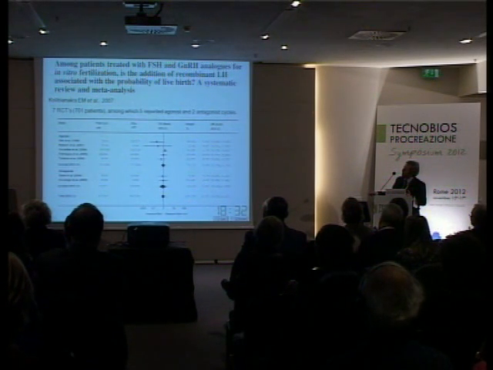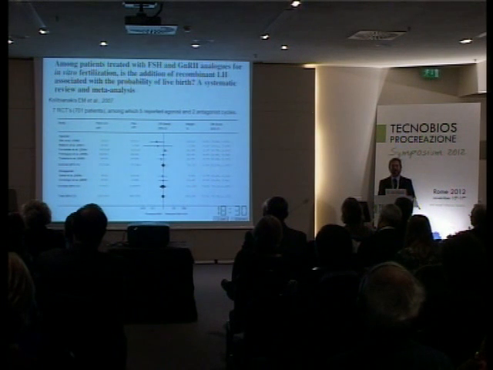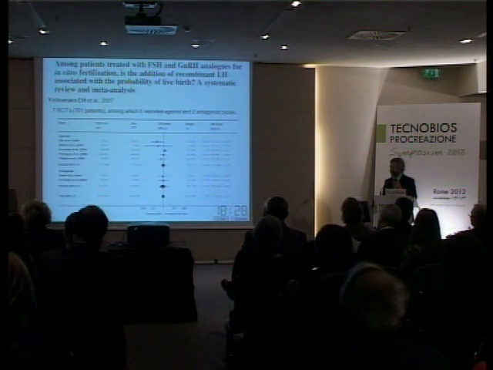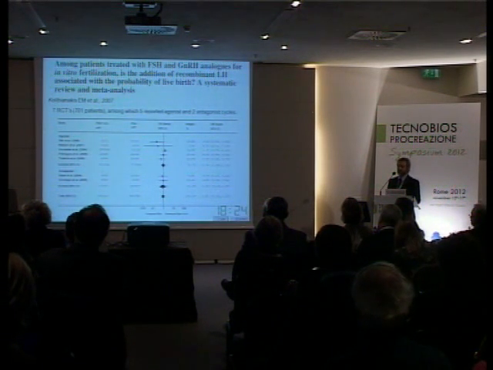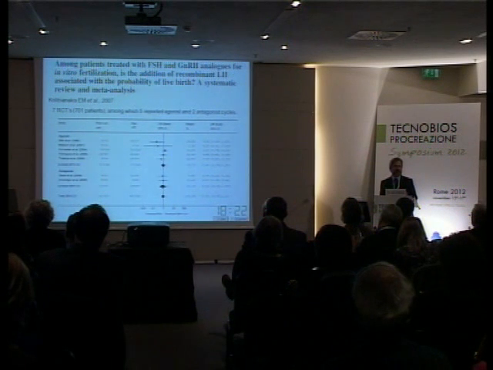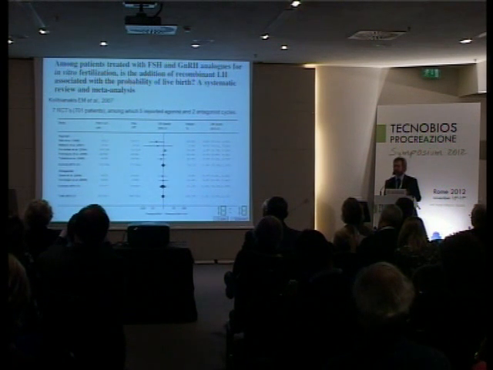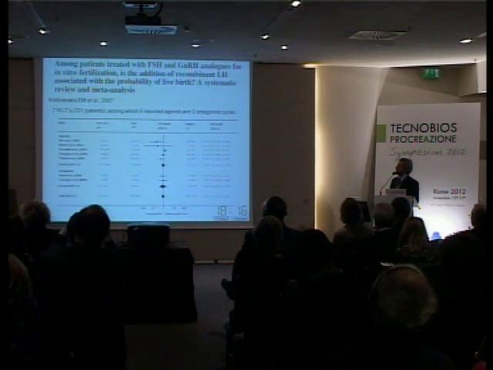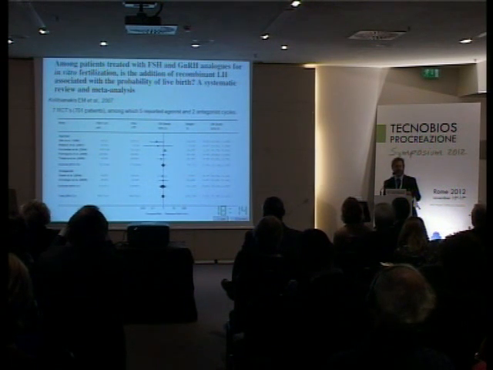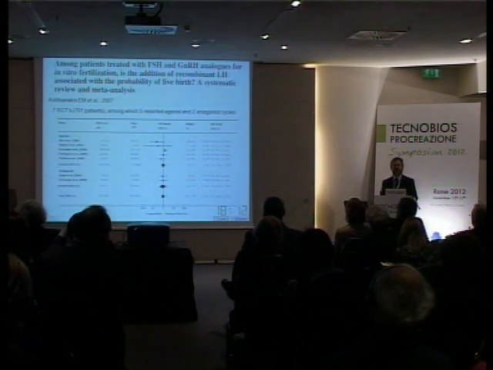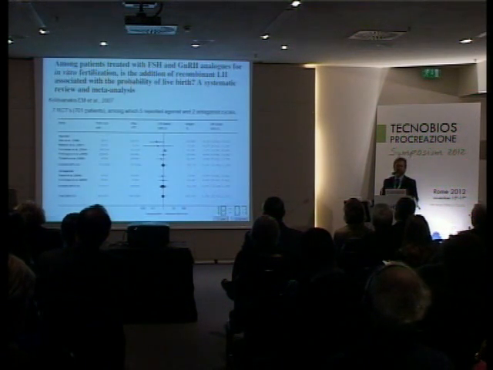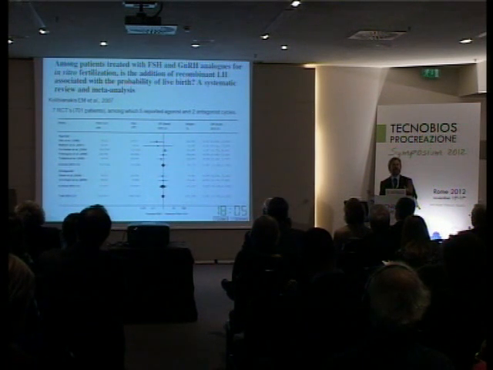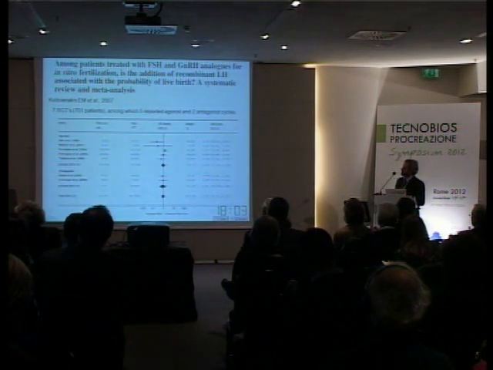And what they demonstrated is that adding LH, recombinant LH, during stimulation do not improve ongoing pregnancy rate in unselected patients. So if we consider the total population and we add recombinant LH at the different doses during both agonist and antagonist cycles, the conclusion is that we do not increase ongoing pregnancy rate. This is what meta-analysis suggested at that time.